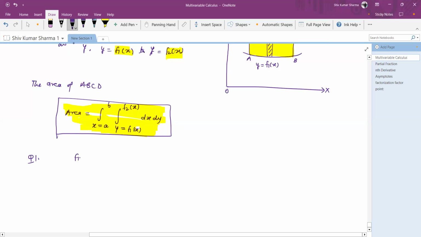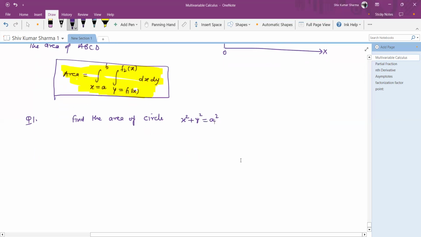So find the area of the circle x square plus y square is equal to a square. Here we are going to calculate the area of a circle. The radius is a. So what is the formula for the area of a circle? Directly we know that it is pi r square. So here we take the radius as a, so the answer will be pi a square. So this is our answer.